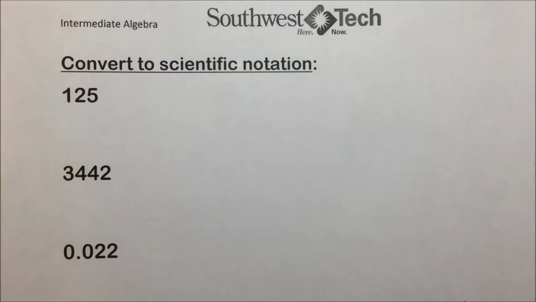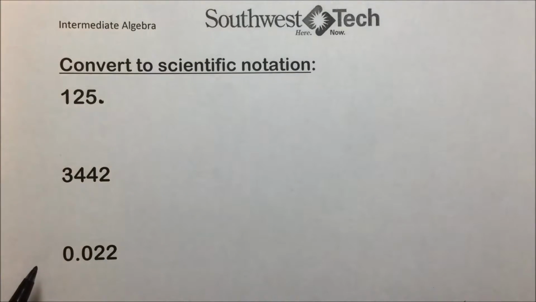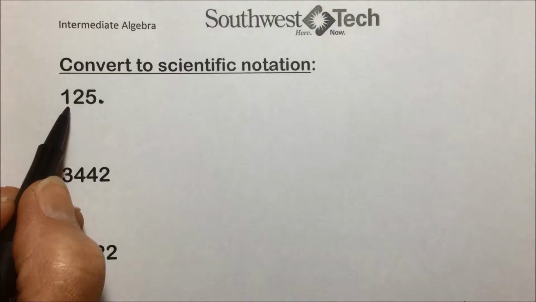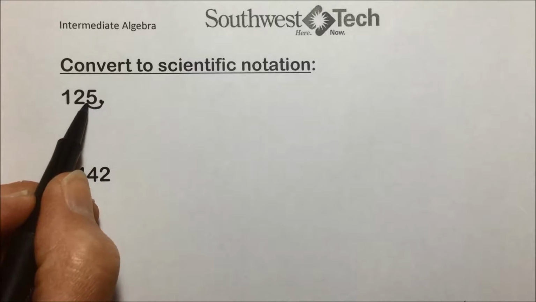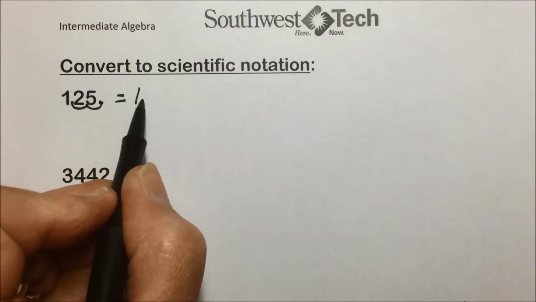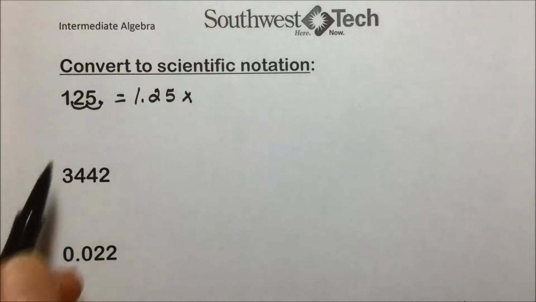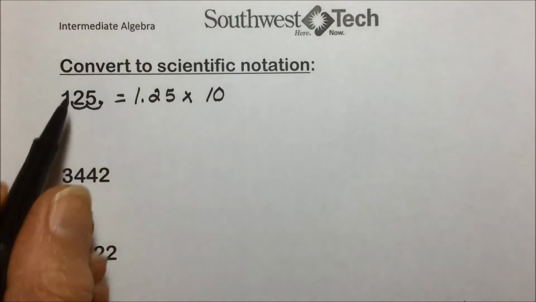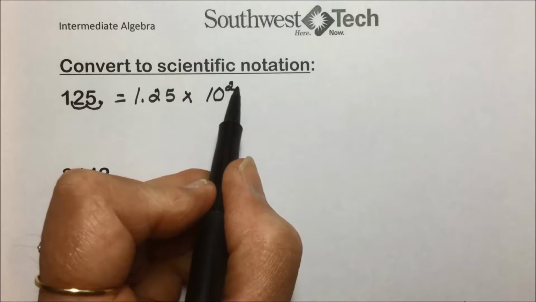So here we have 125. The decimal is here, and for it to be in true scientific notation, we need to have only one single digit between 1 and 9, inclusive, to the left of the decimal place. So we need to move our decimal 1 power of 10, 2 powers of 10. So an equivalent would be 1.25 times 10 to the number of decimal places that we moved our decimal place, and it was 2.